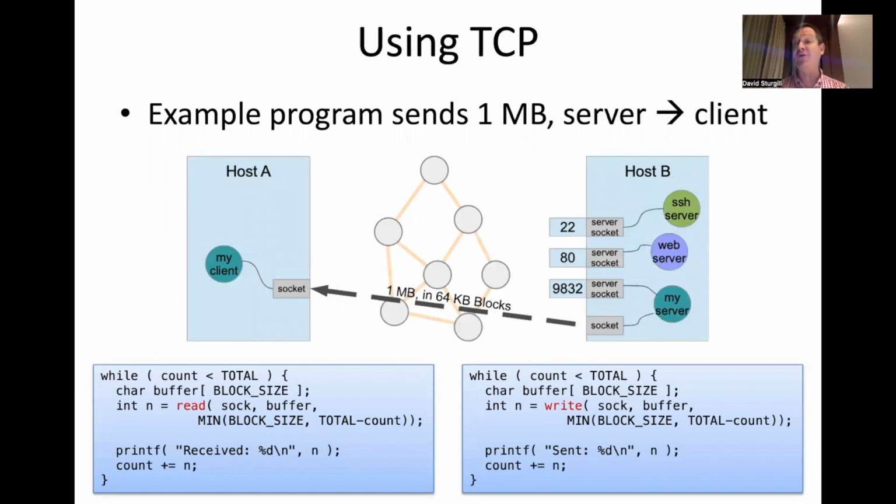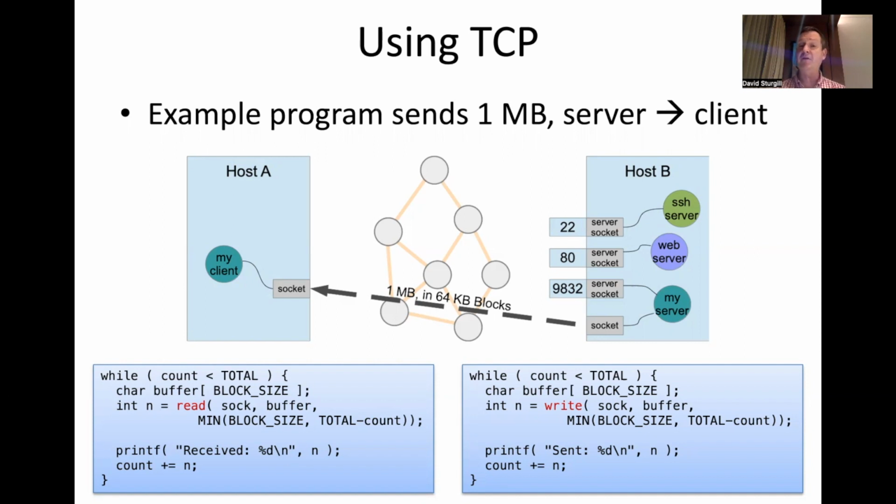For our sample program, we've been looking at snippets of code that show how we're actually going to use these sockets. In our sample program, once the client and server each have a connected socket that they can send and receive data on, we're just going to send a megabyte of data from the server down to the client. That's what I tried to draw in this picture. We're going to send it in 64 kilobyte chunks.